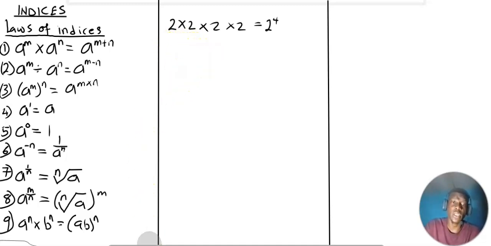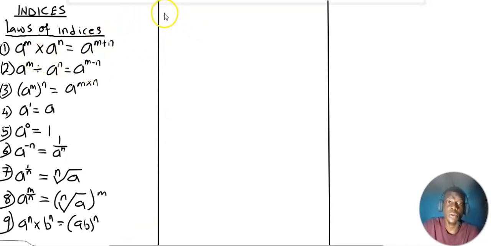Now, let's look at the laws of indices. The laws of indices will guide us in solving questions in index form. The first law we have here is the multiplication law, where you have a raised to the power m times a raised to the power n. This will give you a raised to the power m plus n. So you just pick one of the bases here, and you add up the powers.